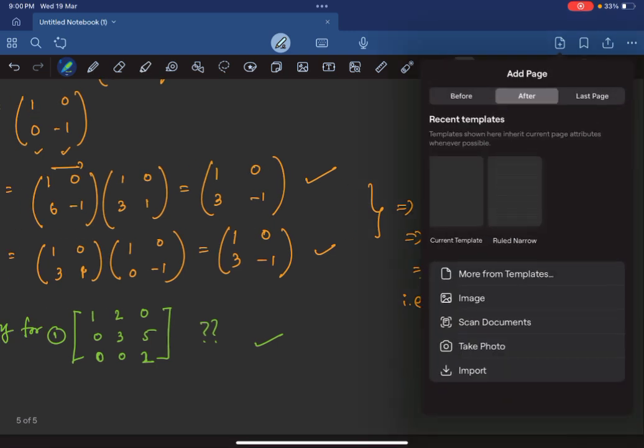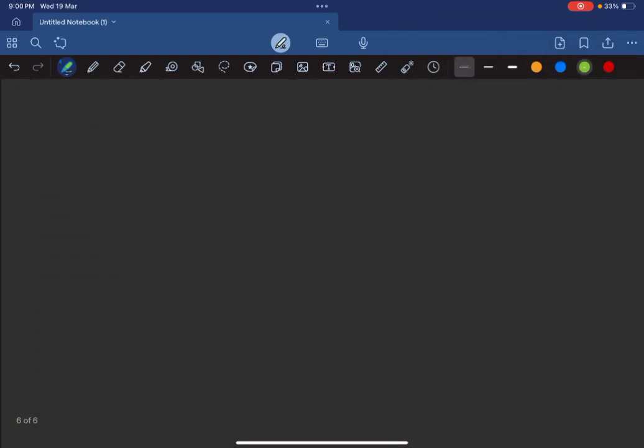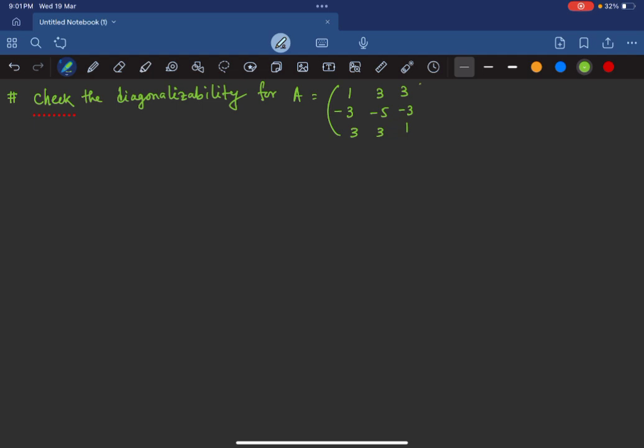Now we'll be solving a question. Check the diagonalizability for A equal to [1, 3, 3; minus 3, minus 5, minus 3; 3, 3, 1]. So we'll try to find the eigenvectors first.